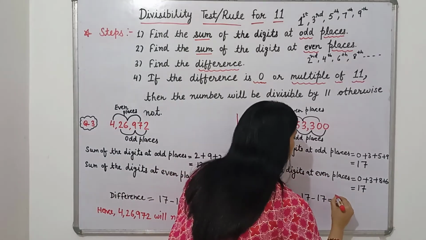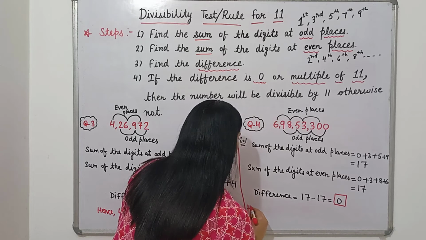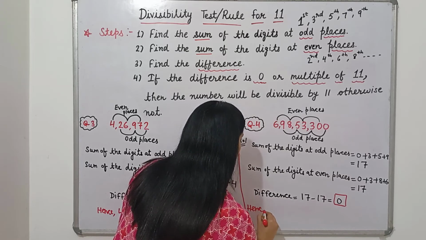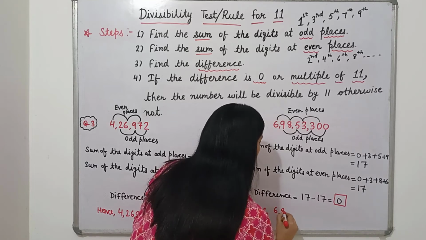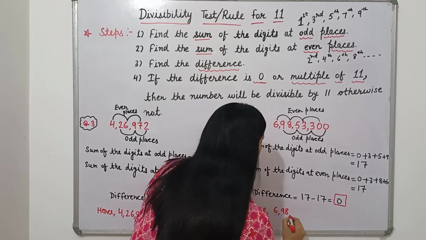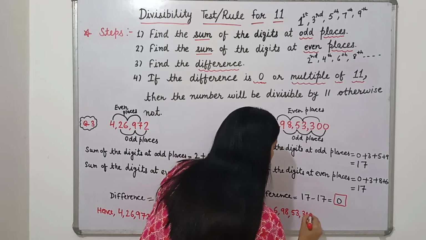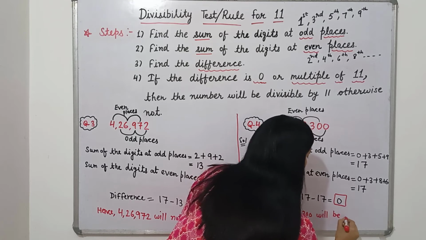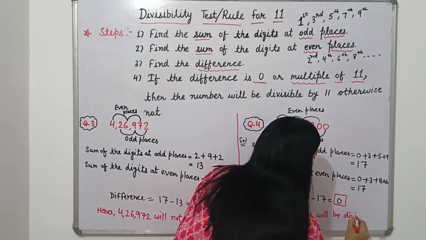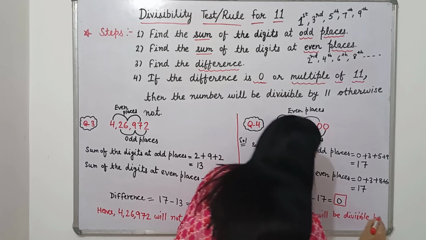Okay, so because we get 0 here, hence our number will be divisible by 11. Hence, this number which is 6,98,53,300, it will be divisible by 11.